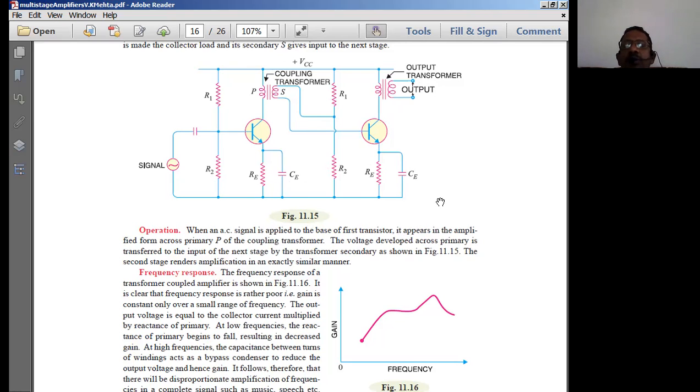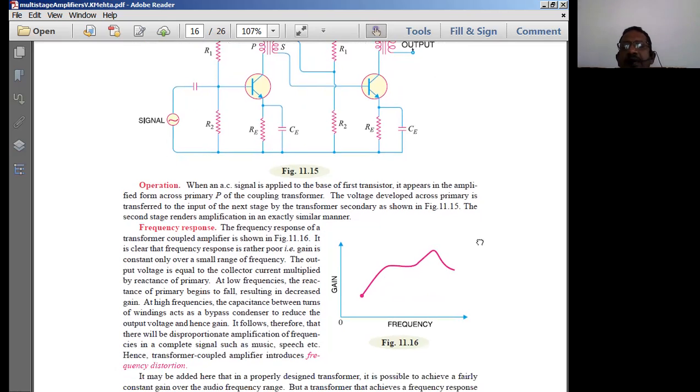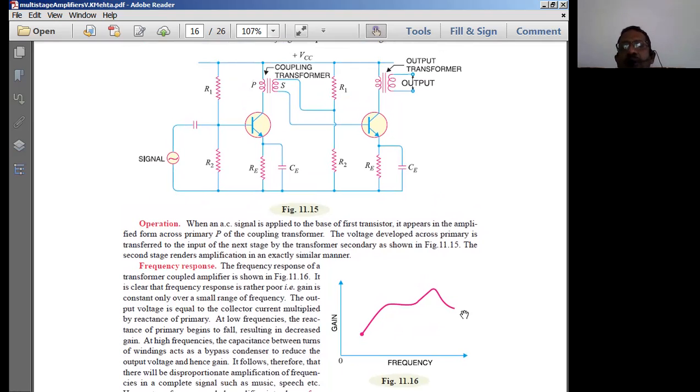But what is the problem? The transformer coupled amplifier suffers with frequency distortion. See, the problem of the transformer is that the transformer is having windings at the output side. If you see carefully, these two terminals are connected to the input of the amplifier circuit.